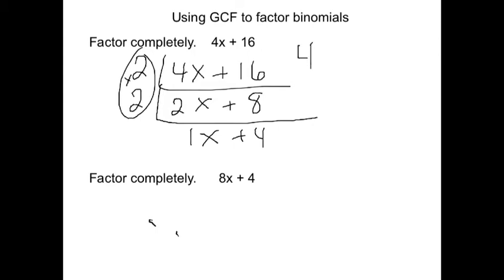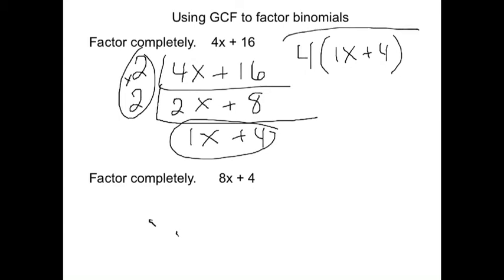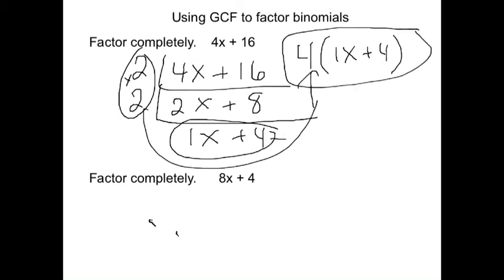But now you're going to have to take what's left and put it inside a set of parentheses, because we are writing a factored completely binomial, two terms, as the greatest common factor times whatever's left on the bottom. And again, everybody could factor 4x plus 16 differently, but the bottom line is you're going to multiply whatever's on the left, and that's going to be your greatest common factor. And what goes inside the parentheses is whatever's left.